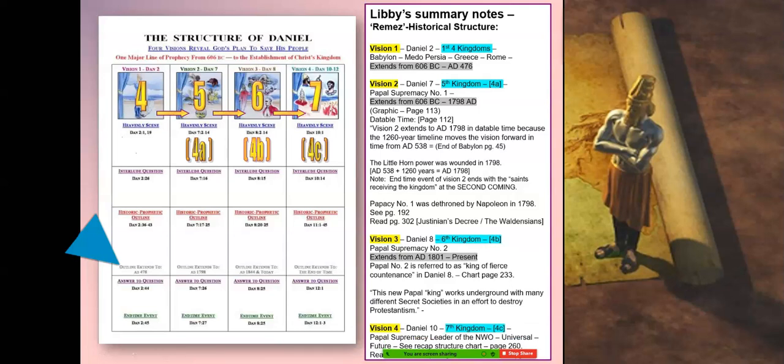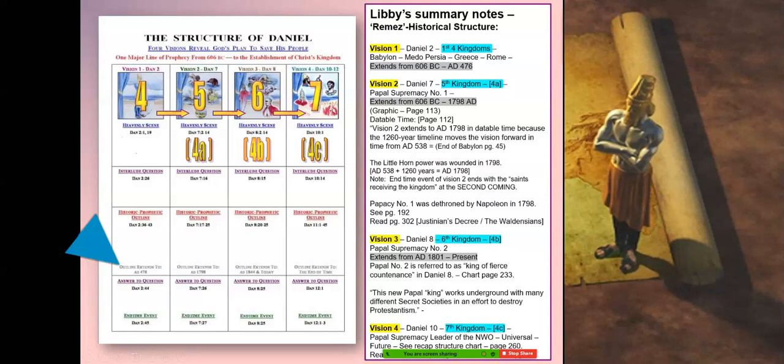And it extends from AD 1801 to present day, and is referred to as the King of Fierce Countenance in Daniel 8 on chart page 233. This new papal king works underground with many different secret societies in an effort to destroy Protestantism. So we have seen numerous secret societies exposed. So this is the world we live in.